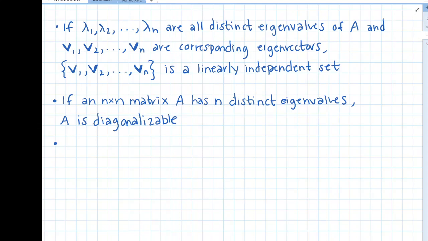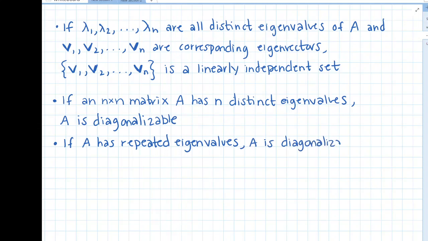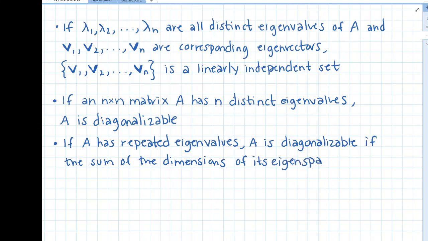So we can describe what happens if not. If A has repeated eigenvalues, and this next sentence is basically something we've already seen happen, just a more formal way of saying that, it is diagonalizable if the sum of the dimensions of its eigenspaces is n.